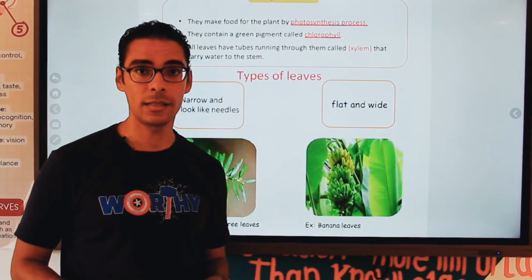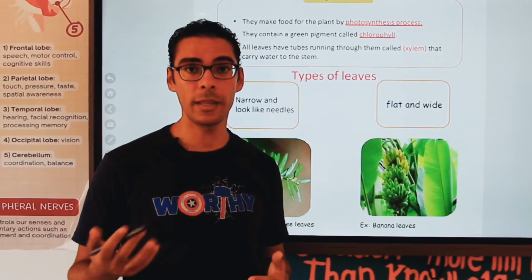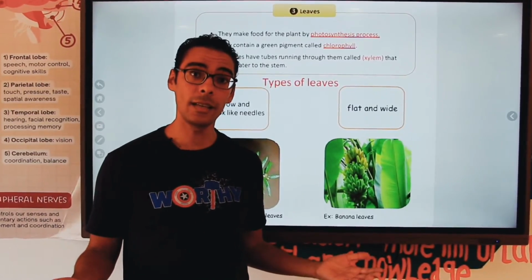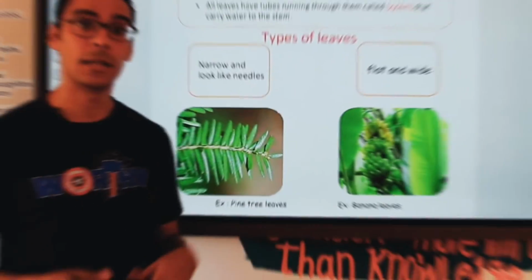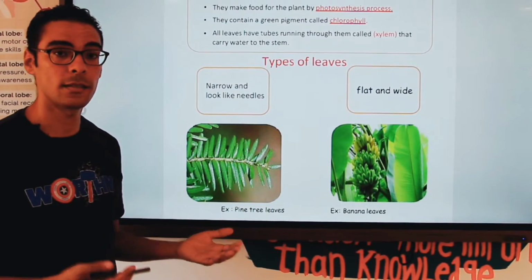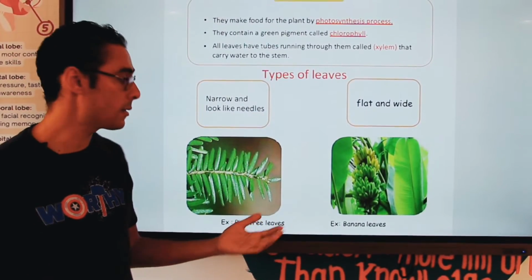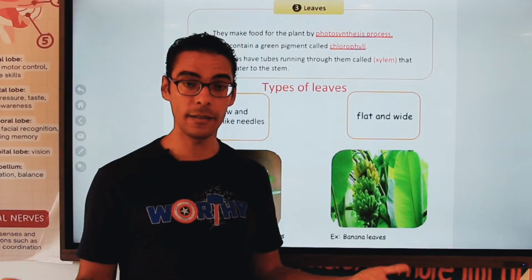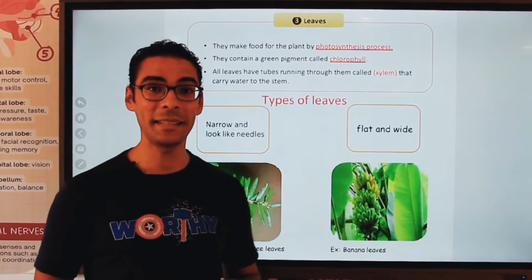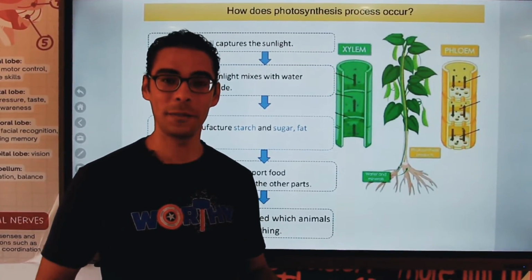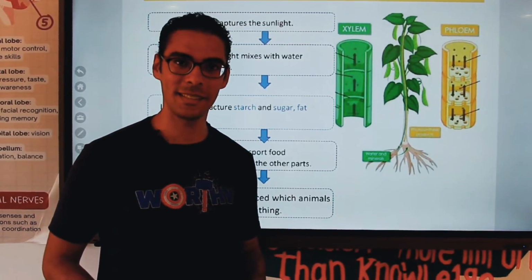But the leaves are not the same. We have great differences between the plant leaves. We have needle leaves, like the pine tree leaves. But not all plants have needle leaves. Some plants have small leaves, some plants have flat and wide leaves, and they are so large like the banana leaves.